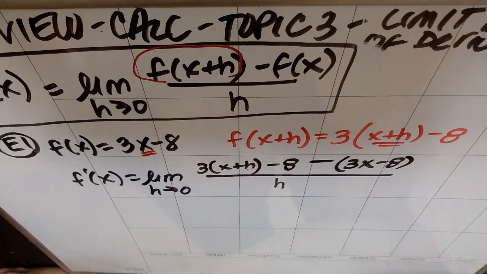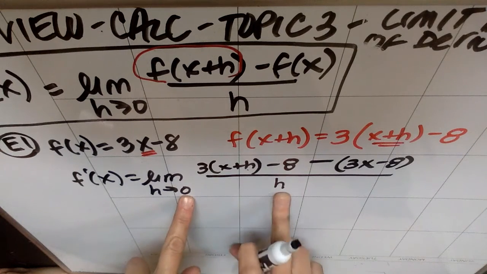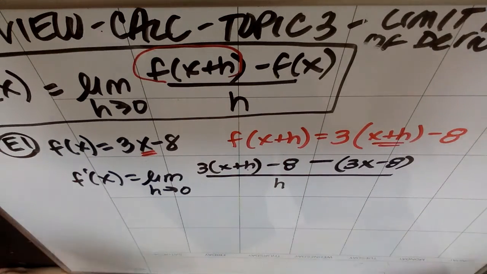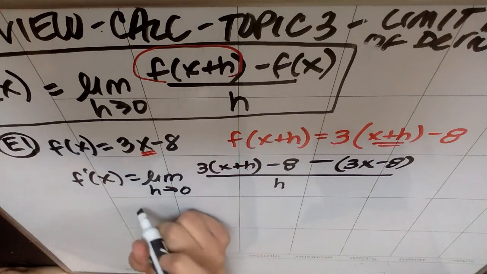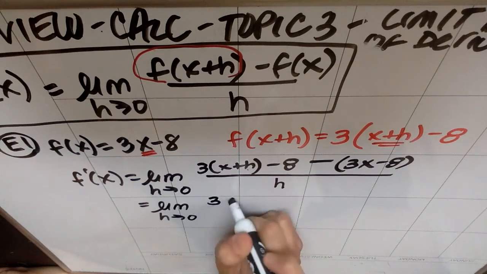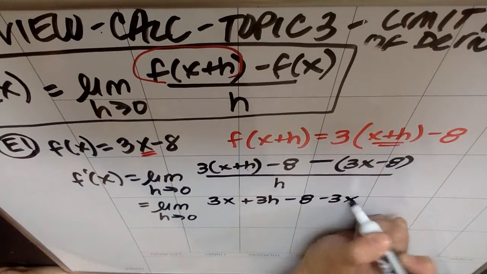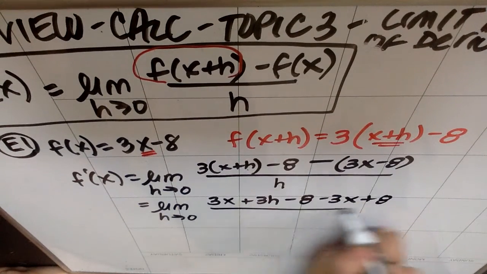Now, technically, when you're evaluating a limit, the first thing you're supposed to do is plug in and make sure that you don't get a number. But you're going to have a problem every time here because you're plugging in 0 on the bottom. So right away, you can plug in, but it's going to be a 0 over 0. So I need to distribute and clean some stuff up. So this is going to be the limit as h approaches 0. On the top, I get 3x plus 3h minus 8 minus 3x plus 8, all over h.